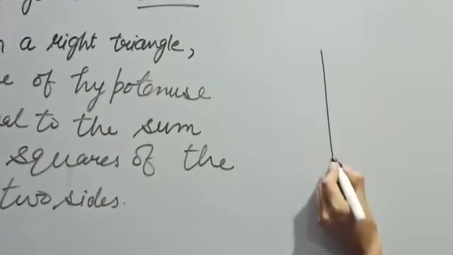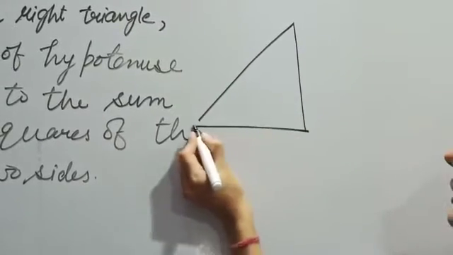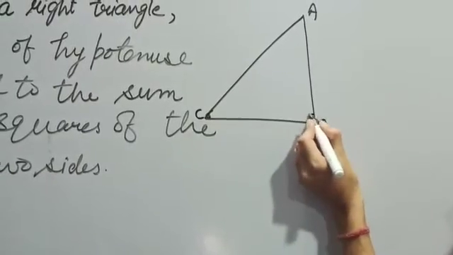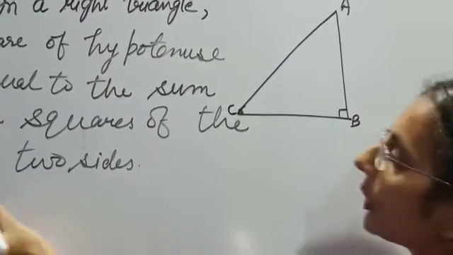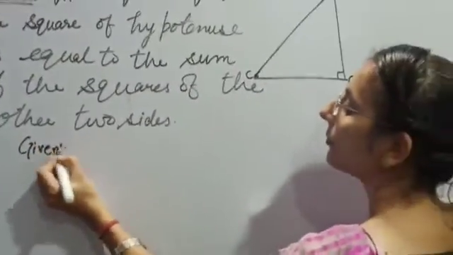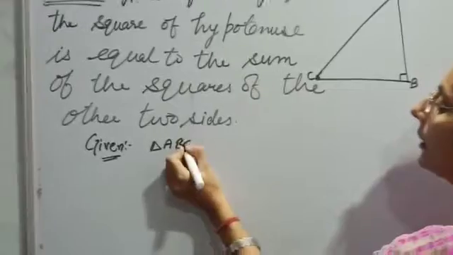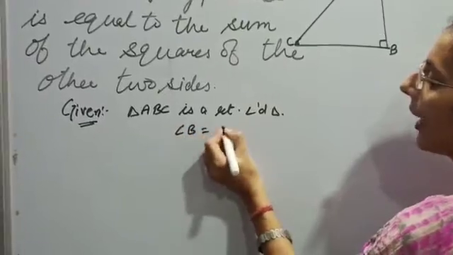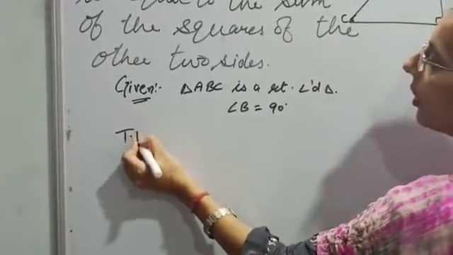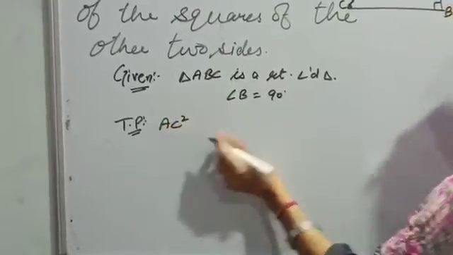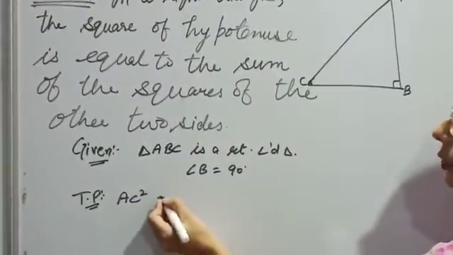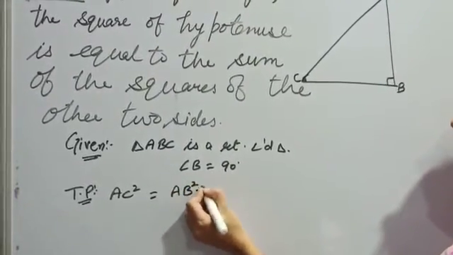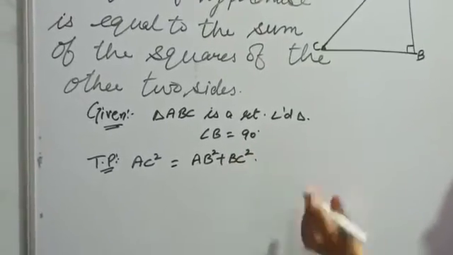If we draw the diagram as per the given condition, it is a right angle triangle. Suppose we have the right angle triangle where angle B is 90 degrees. In the given part we will write: triangle ABC is a right angle triangle in which angle B is equal to 90 degrees. We have to prove that the hypotenuse square, that is AC square, is equal to the sum of the other two sides' squares, that is AB square plus BC square. Okay, this we want to prove.